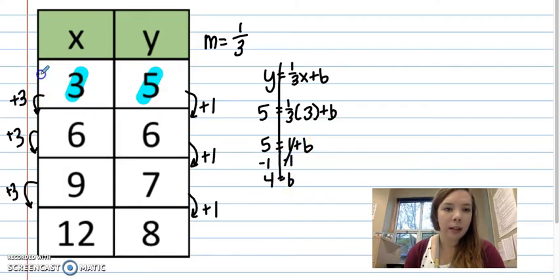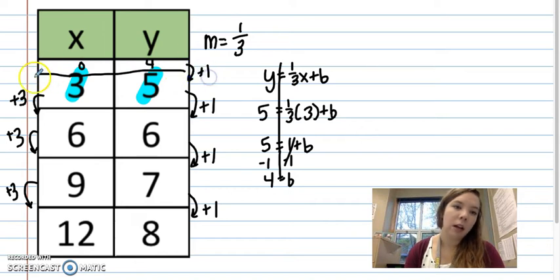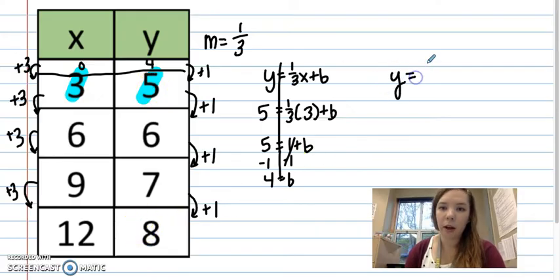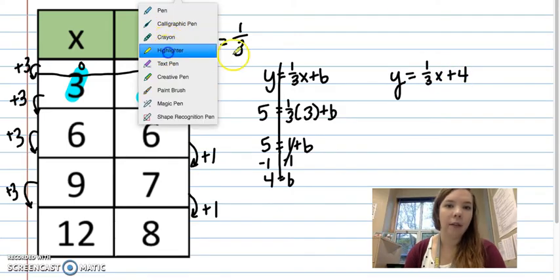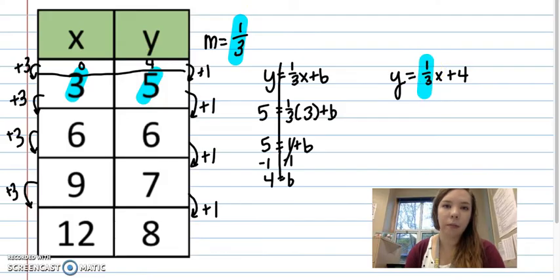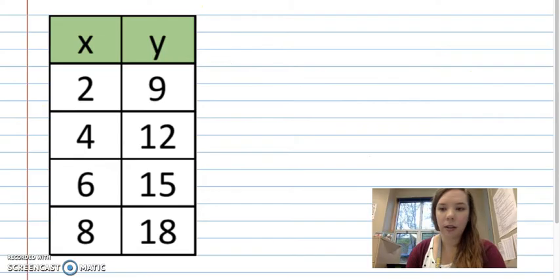And that should make some sense. If I squeeze that in here, I'd have 0, 4. That fits my pattern. This would be a +1. This would be a +3. It would be on your table, okay? So my final answer, my equation, would be y equals 1/3 x plus 4, because I have 1/3 for my slope and 4 for my intercept. Okay, we're going to do one more like this. Again, go ahead and pause and write down this table first.